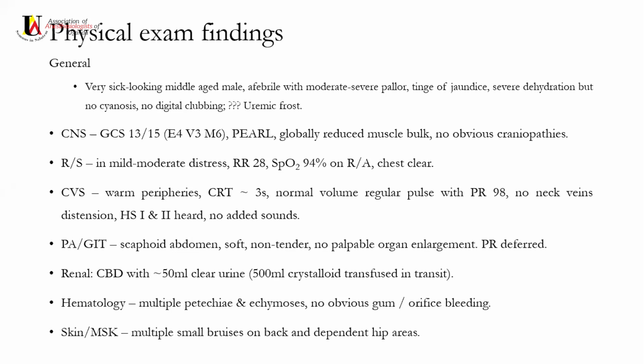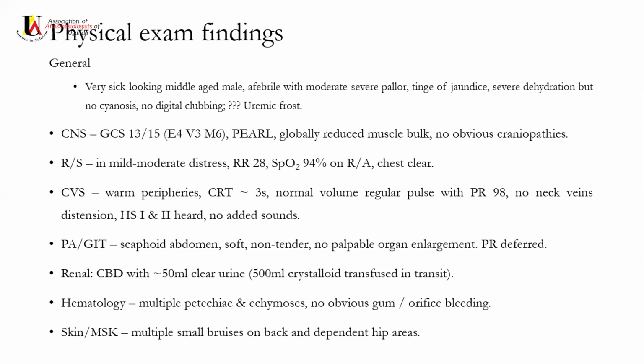In the respiratory system, he was in mild respiratory distress with a rate of 28 breaths per minute. His oxygen saturation on room air was 94%. His chest was clear with equal bilateral entry of vesicular breath sounds. There were no added breath sounds. In the cardiovascular system, he had warm peripheries. The capillary fill time was about 3 seconds. He had a normal volume, regular pulse with a rate of 98 beats per minute. He had no neck vein distension. Heart sounds 1 and 2 were heard with no added sounds. Per abdomen, the abdomen was scaphoid, soft, non-tender, and there was no palpable organ enlargement. The per rectal exam was deferred at this point in time.